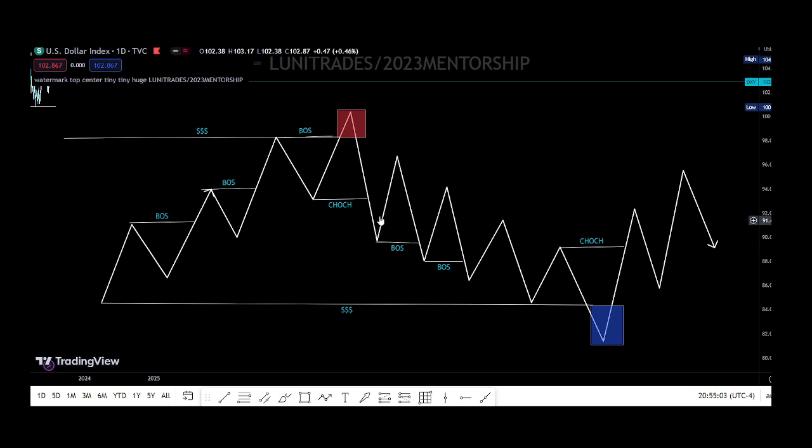CHoCH, change of character. Same thing as CHoCH. So for me, it was going uptrend. After I broke this change of character, it started going downtrend. So the transitioning from uptrend to downtrend, that's where you see a change of character. So downtrend to uptrend, you have your change of character.